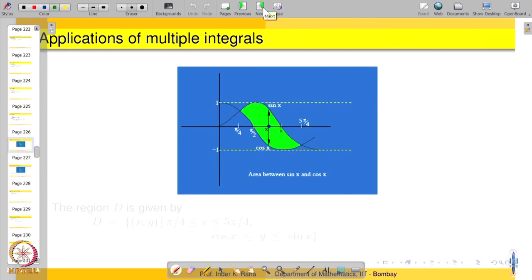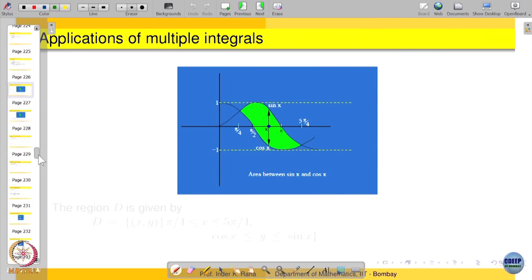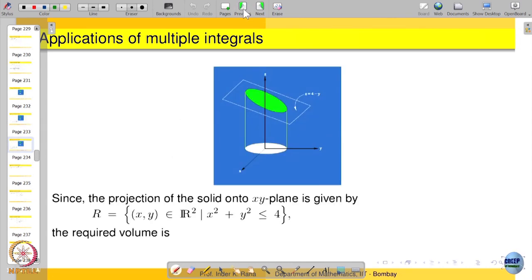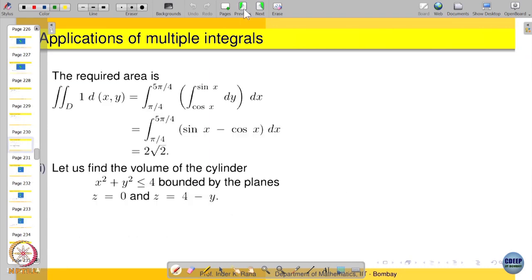So let me say what I want to. Multiple integrals. Okay, examples. Then again, examples are there. For example, I think this will be interesting to see that example. Let us find out the volume of the cylinder bounded by the planes z is equal to 0 and z equal to 4 minus y.